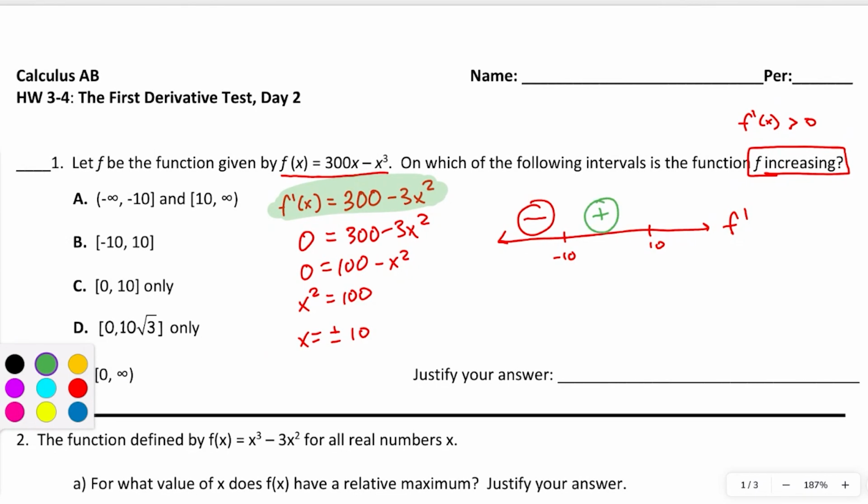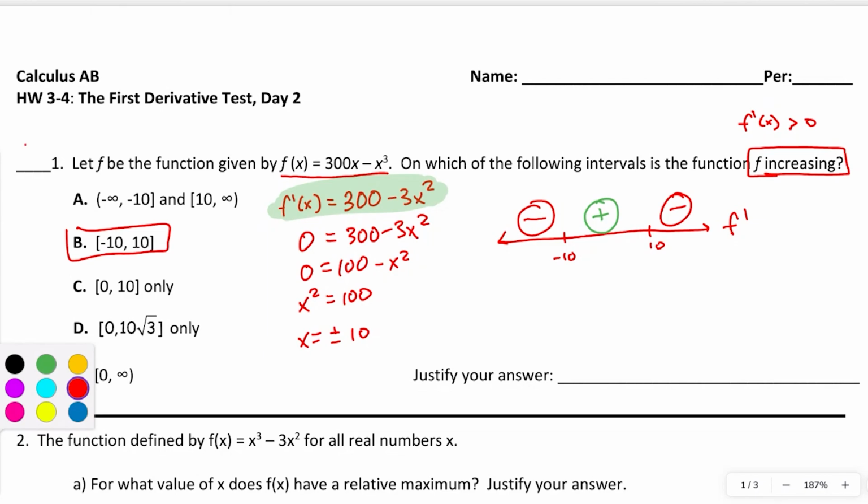And then finally, if I plug in a number like 100, I'm going to have the same output as if I plugged in negative 100. So in this interval, it'll be negative. So the only interval for where the function is increasing is in between negative 10 and 10. So our answer is B.